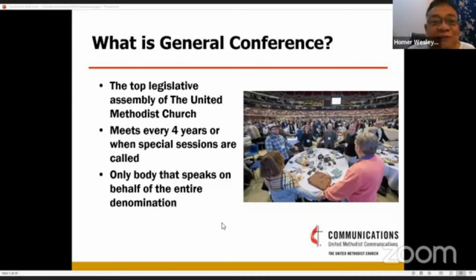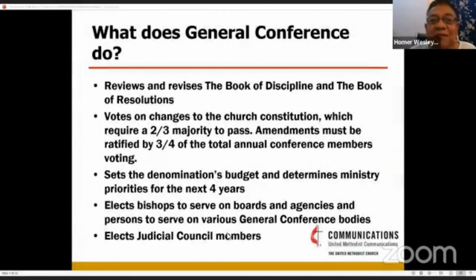Okay, so the General Conference is the top legislative assembly of the United Methodist Church. It meets every 4 years or when special sessions are called. One body that speaks on behalf of the entire denomination. Okay, next slide. And then what does the General Conference do? It reviews the Book of Discipline and the Book of Resolution. It votes on changes to the church constitution. Okay, amendments to be ratified by 3/4 of the total annual conference voting, and sets the denomination's budget and determines ministry priorities for the next 4 years.